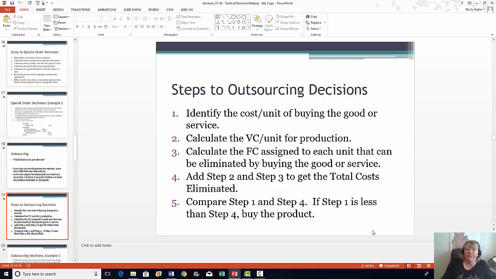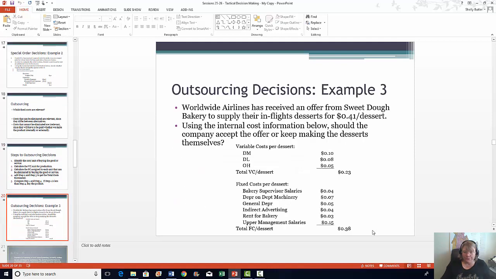So there are steps to outsourcing decisions. Identify the cost per unit of buying the good or service. Calculate the variable cost for production. Calculate the fixed costs assigned to each unit that can be eliminated by buying the good or service. Add step 2 and step 3 to get the total costs eliminated. We're looking at costs not to make them, but that can be eliminated. And then you compare step 1 and step 4. If step 1 is less than step 4, buy the product.